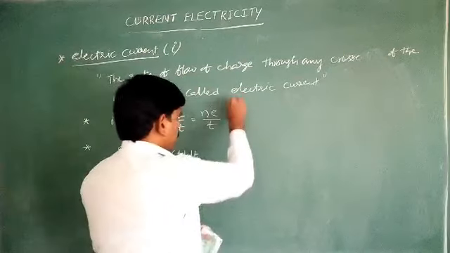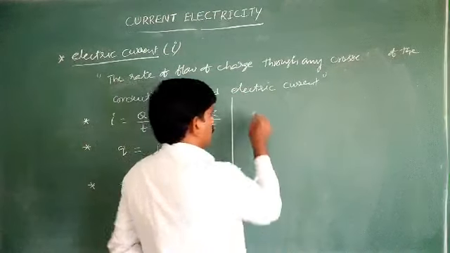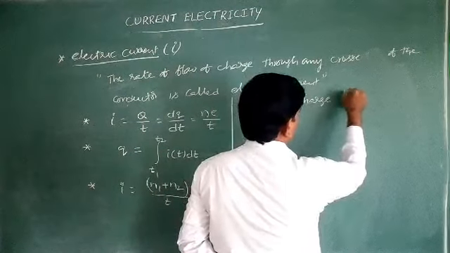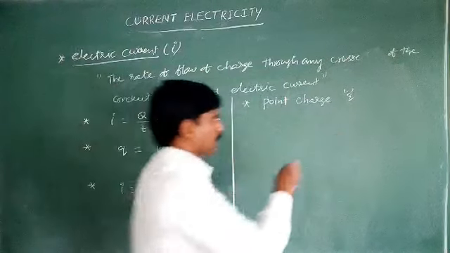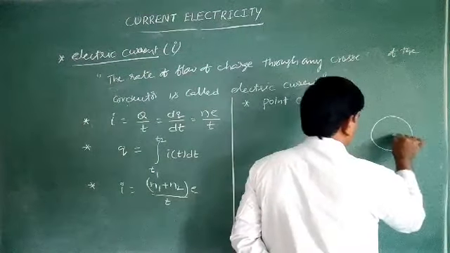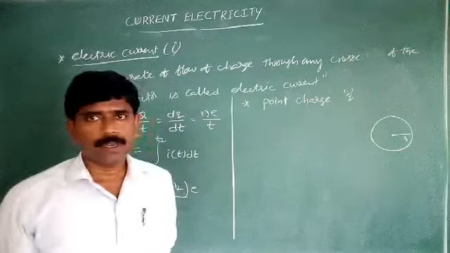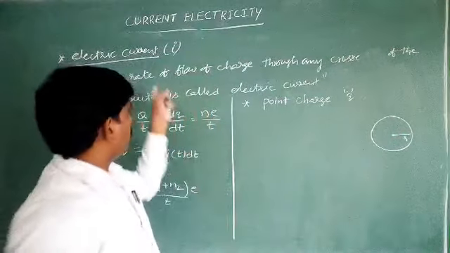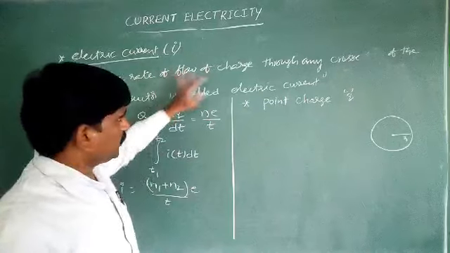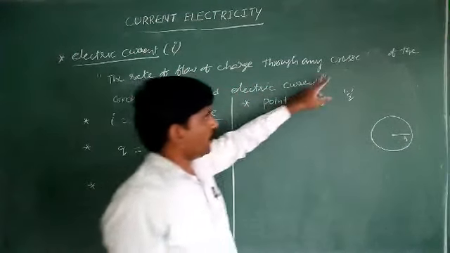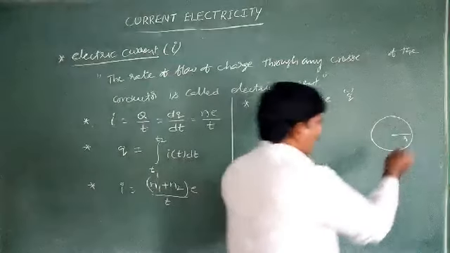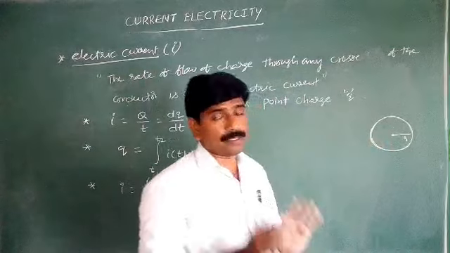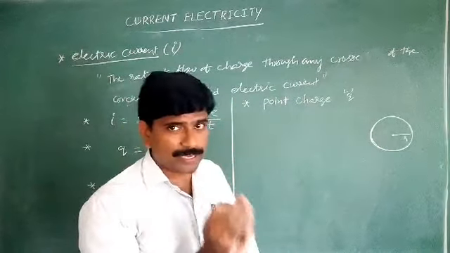Next one, if a point charge Q is revolving in a circle of radius r meters. According to the definition of electric current, when charges are in motion, it compulsorily produces current. So when this charge is moving on the circumference of the circle having radius r meters, what is the value of the current generated?